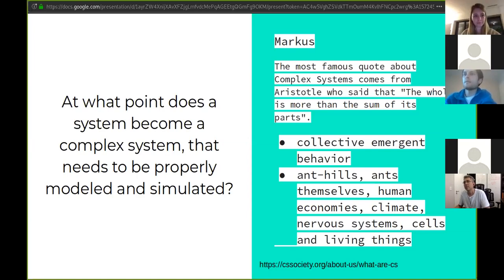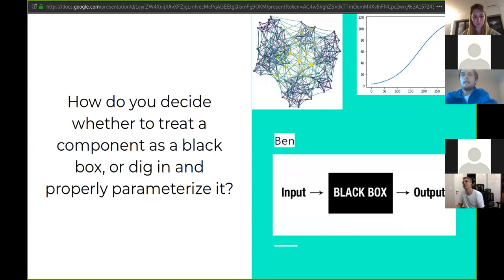Awesome. Thanks for this, Marcus. Okay, next one. How do you decide whether to treat a component as a black box or dig in and properly parameterize it? This is exactly what Marcus was talking about. I think this is a problem that beginners to cadCAD need to tackle. In the diagram there, you've got a graph, which could be a complex social network. To model your system, you can dig in and properly parameterize it, or you could treat that same growth in a social network of people interacting with your system as a sigmoid curve. One is more complex than the other.